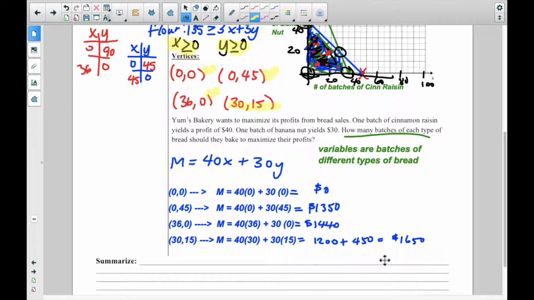And so what I'm supposed to do now is look at which one is bringing in the most profits. And so obviously this last one is going to bring in the most profit.